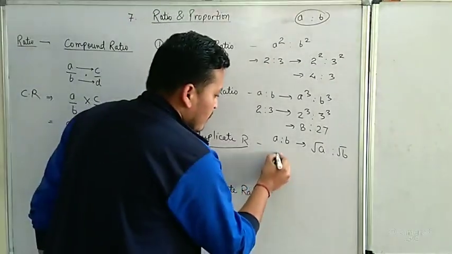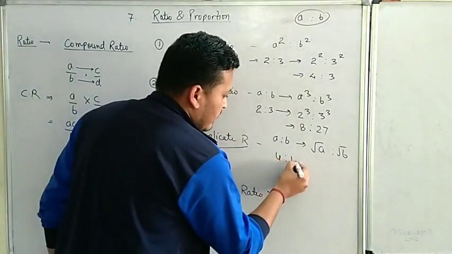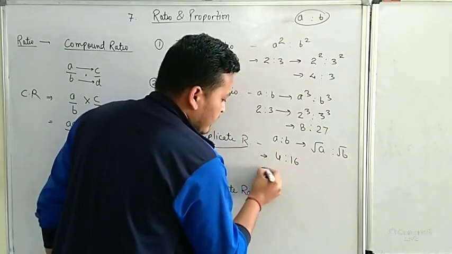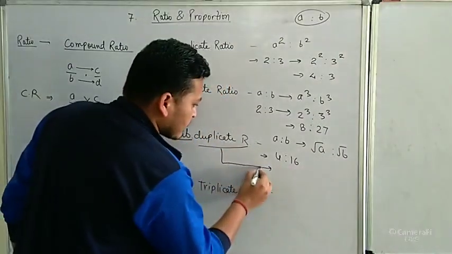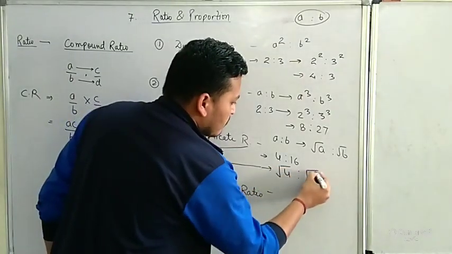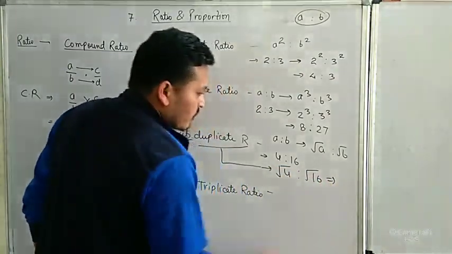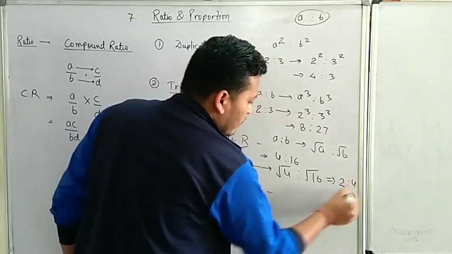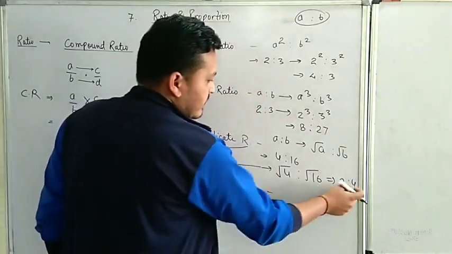Now if the question is 4 ratio 16, and our question is find its subduplicate ratio. The subduplicate is root 4 ratio root 16. The answer will be 2 ratio 4, since the root of 4 is 2 and the root of 16 is 4.